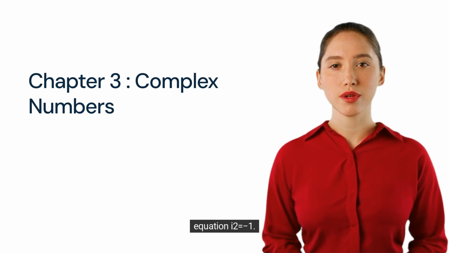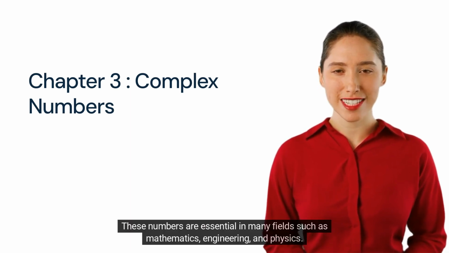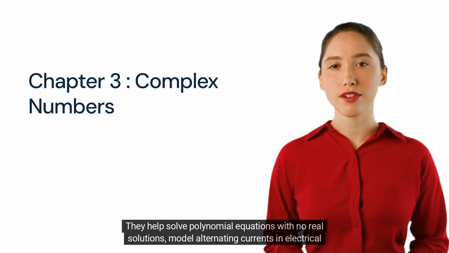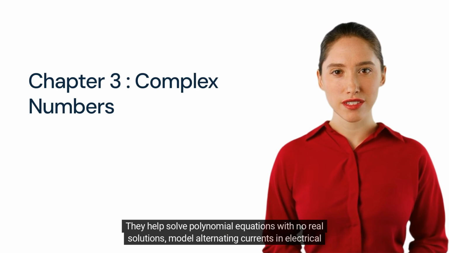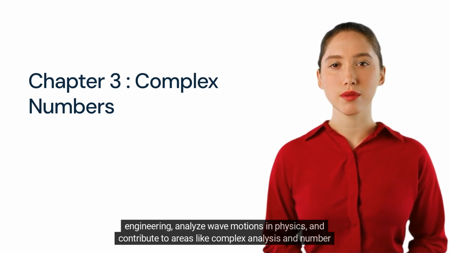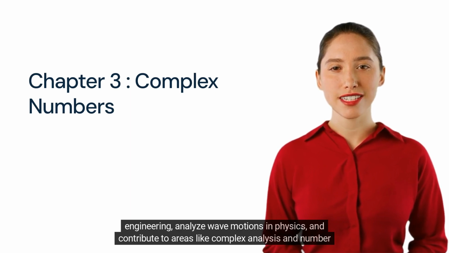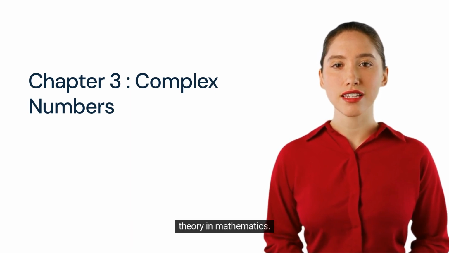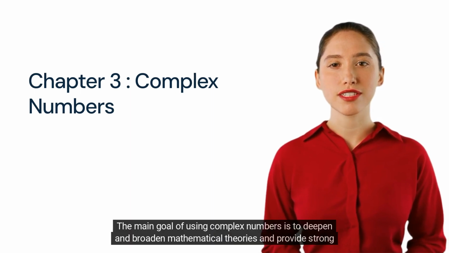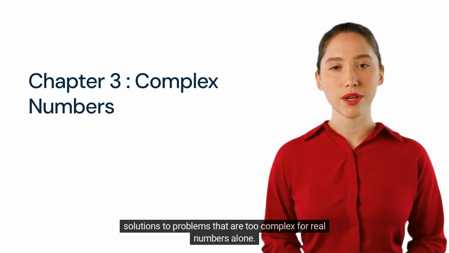equation i² equals -1. These numbers are essential in many fields such as mathematics, engineering, and physics. They help solve polynomial equations with no real solutions, model alternating currents in electrical engineering, analyze wave motions in physics, and contribute to areas like complex analysis and number theory in mathematics. The main goal of using complex numbers is to deepen and broaden mathematical theories and provide strong solutions to problems that are too complex for real numbers alone.